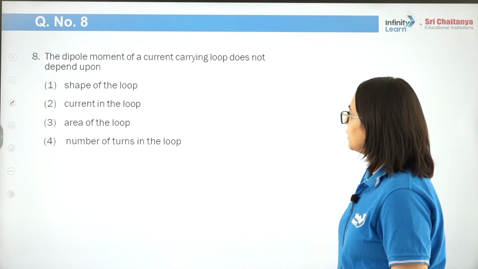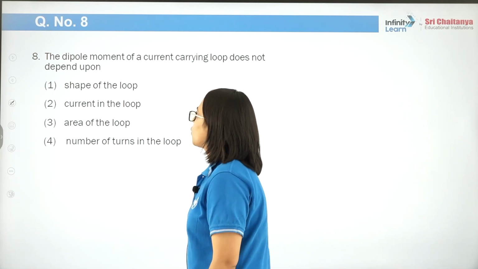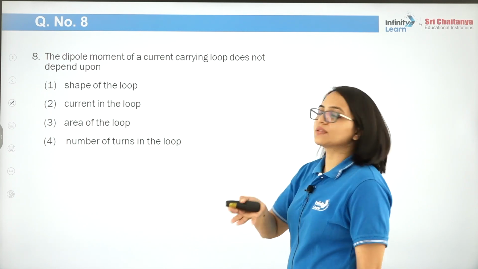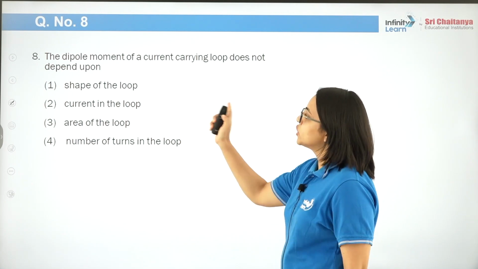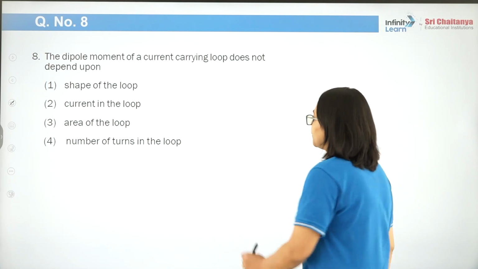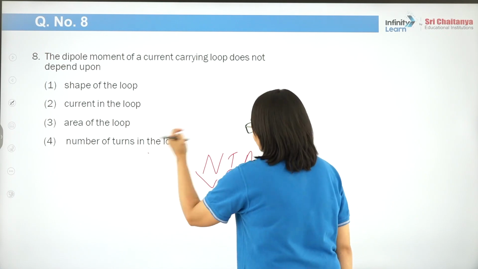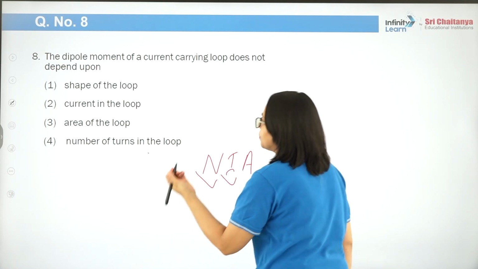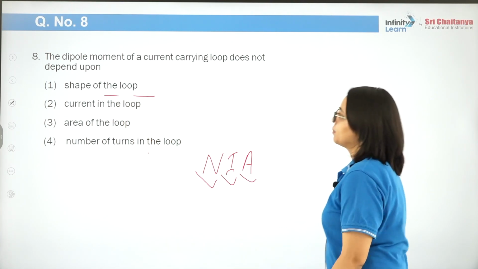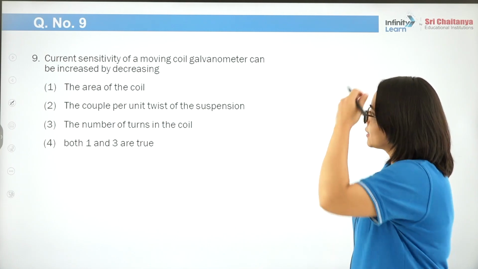Next is question number 8. The dipole moment of a current carrying loop does not depend on. It does not depend on the shape of the loop, current in the loop, area of the loop, or number of turns in the loop. So dipole moment is given as NIA. Number of turns depends, current depends, area of the loop depends. So it does not depend on the shape of the loop. So the correct answer is option A, option 1.